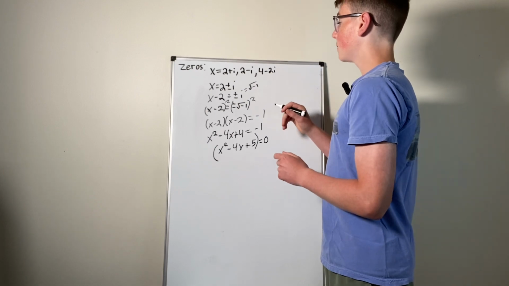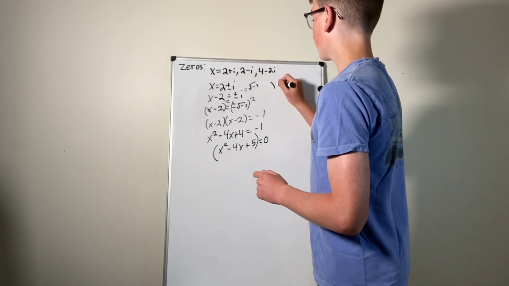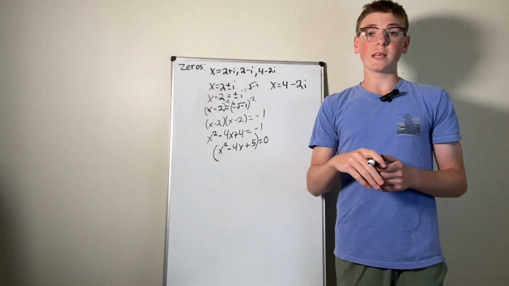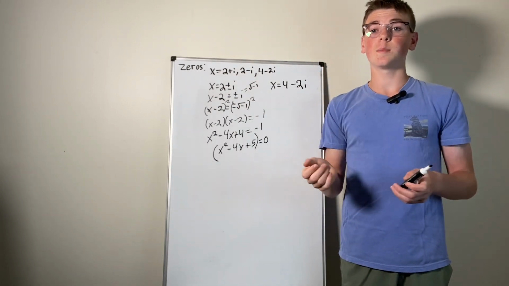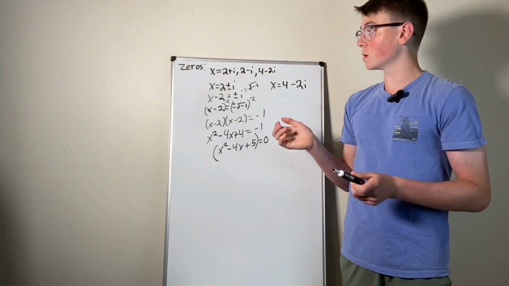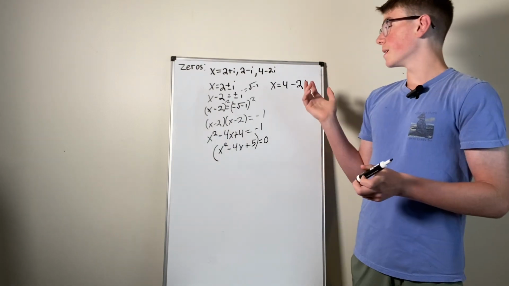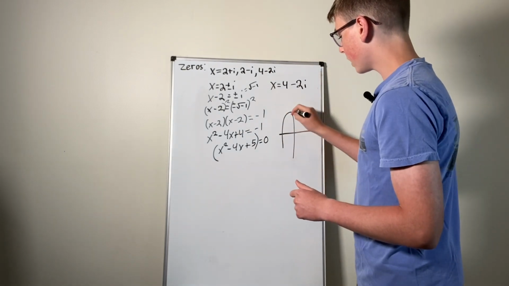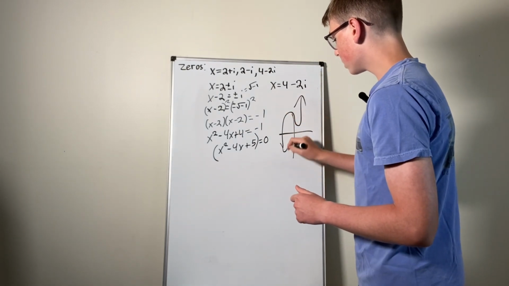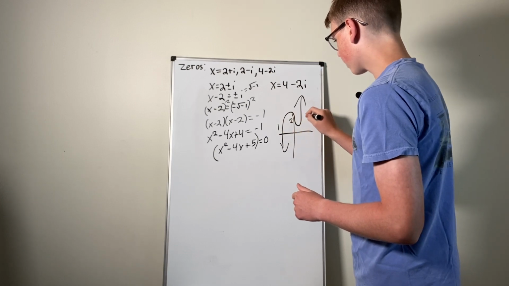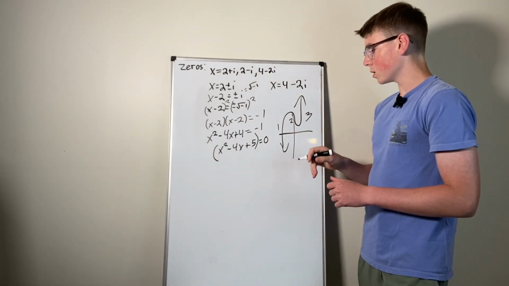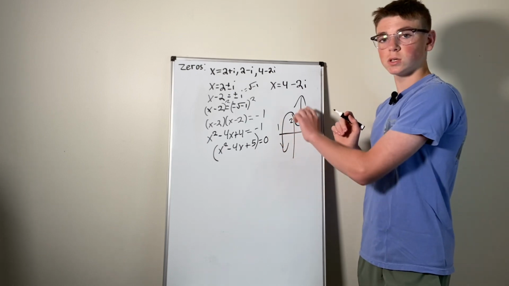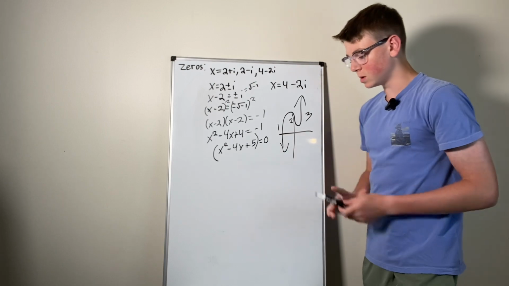Now we have x equals 4 minus 2i. Something to note here is that you can't have an odd number of complex roots or complex zeros. If you want to know why, if you saw a graph like this, there are 1, 2, 3 direction changes. So here's one real root, and then since we have two direction changes, there have to be 2 more complex roots.